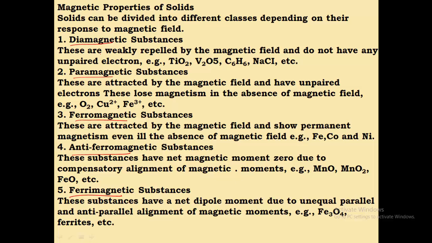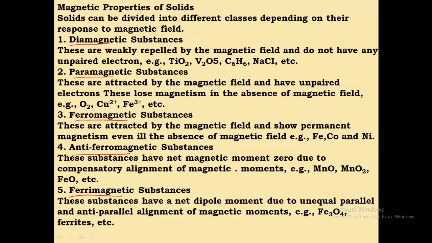Diamagnetic substances are weakly repelled by the magnetic field and do not have any unpaired electron. Examples: titanium oxide, vanadium oxide, benzene, NaCl, etc. They do not consist of any unpaired electron.